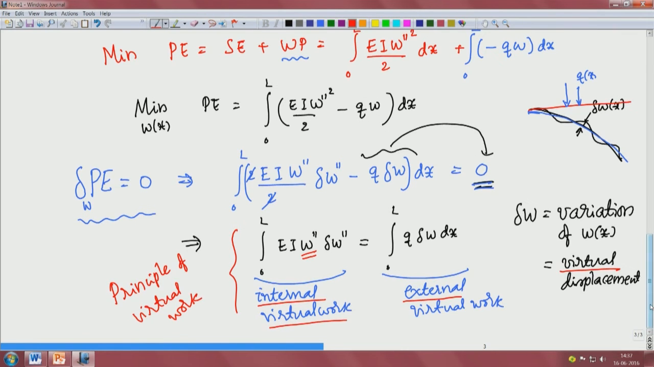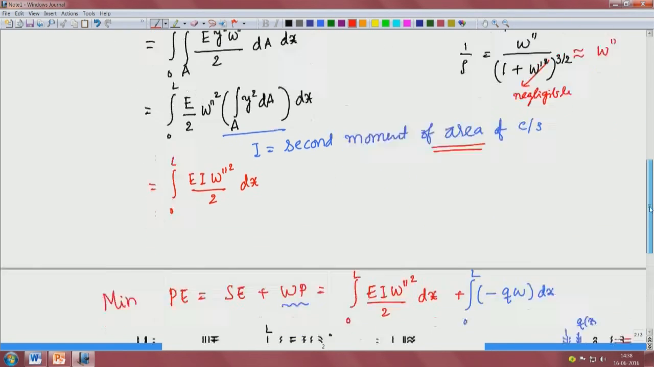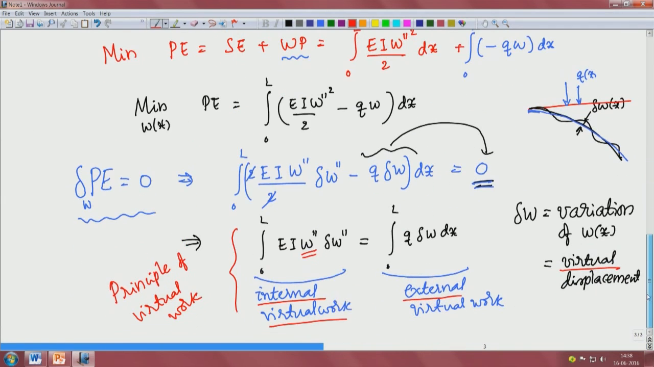That is what we had just written for a beam, that our epsilon is proportional to W double prime here. So, the epsilon is W double prime. Y is there, of course, for a beam across a cross section, strain varies linearly, that is why Y is there, otherwise it is proportional to W double prime. So, that is the real strain, and delta W double prime is the virtual strain.